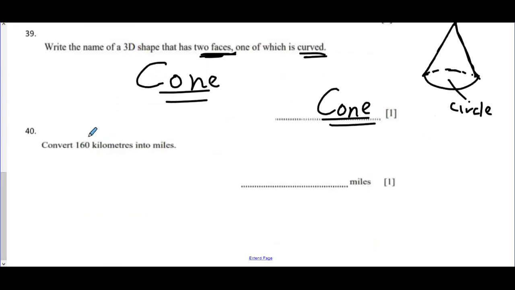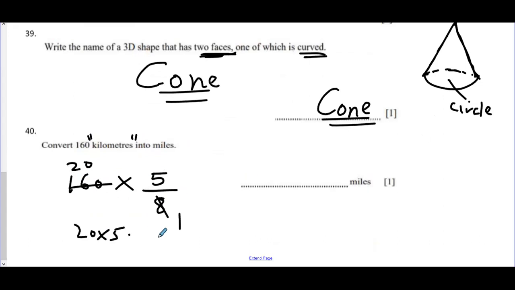Lastly, convert 160 kilometers into miles. 160 kilometers into miles. You're going to multiply by 5 over 8. And then you simplify this by 8, 1 by 8. That will be 20. 20 times 5. That will be equal to 100. And that's all. So 160 kilometers is only 100 miles.